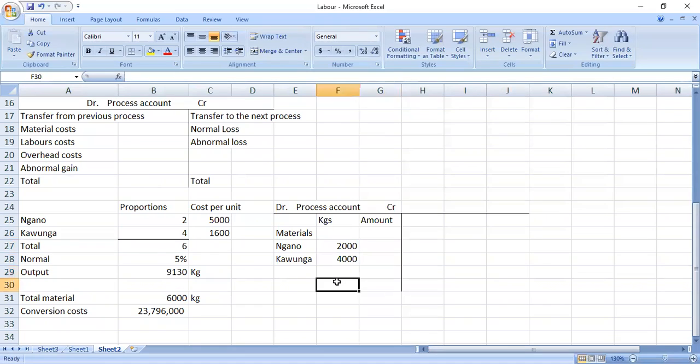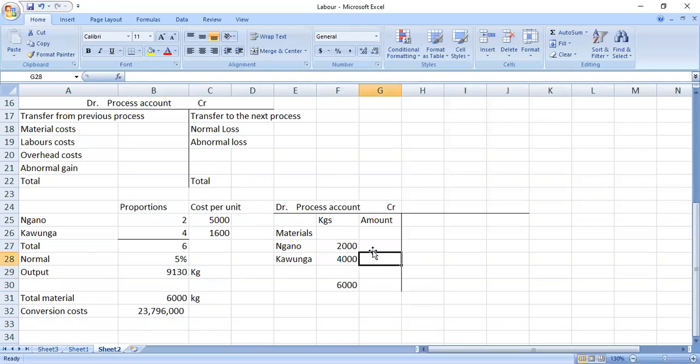Are we together? Because when you add these, you have 6,000. The 4,000 and the 2,000 must make the total of 6,000. That's what they say. Total material is 6,000. So you're not going to have 4,000 here and then 10,000 here, and yet you only have 6,000 that you used.